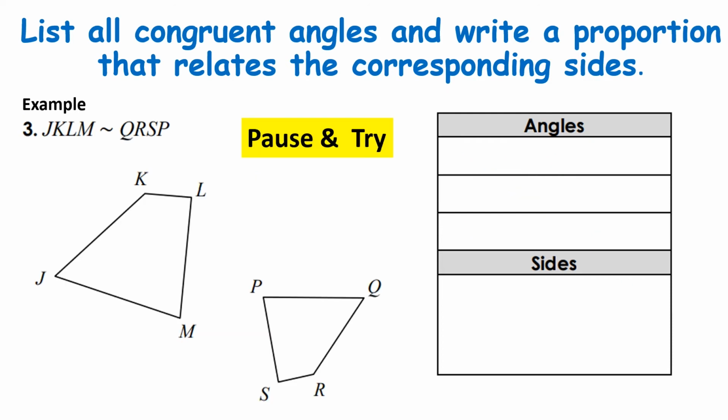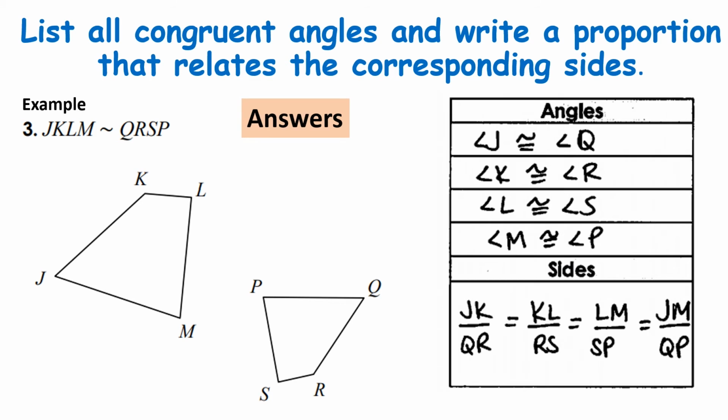I would like for you to try example 3. List all congruent angles and a proportion that relates the corresponding sides. Go ahead and pause the video and try this one on your own. So here are the answers for this problem. You just had to look at the similarity statement to see the congruent angles and look at the corresponding sides to set up your proportion. Check your answers, and hopefully you got them correct.